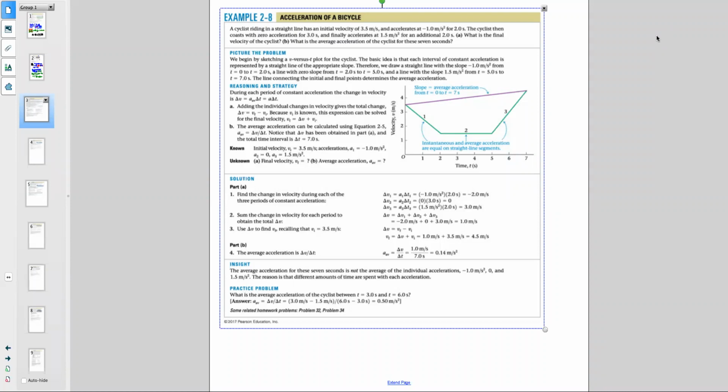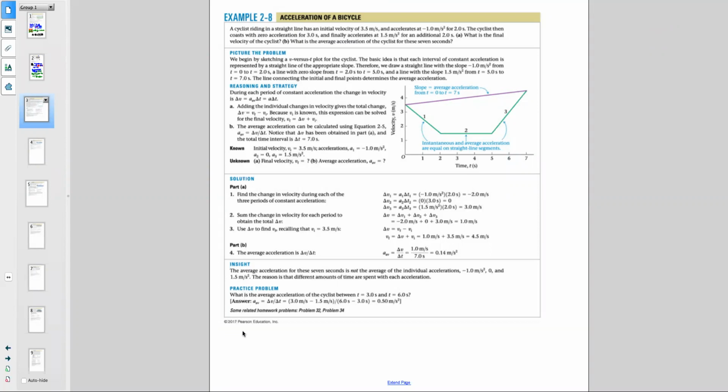Okay, so what we have is a cyclist riding in a straight line with an initial velocity of 3.5 meters per second. I'm just going to write everything here. V initially is 3.5 meters per second. Summarizing the problem this way will help me to see, memorize, and understand it.